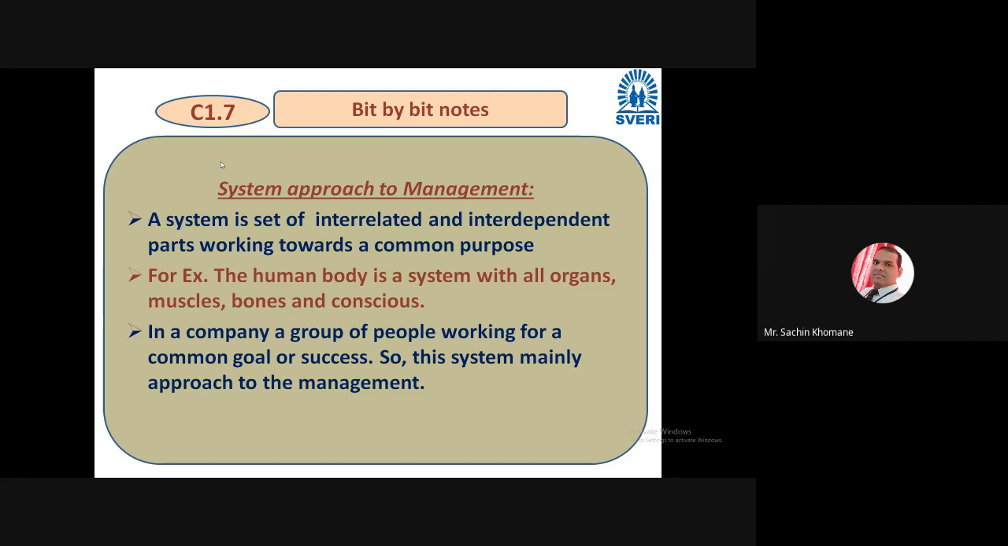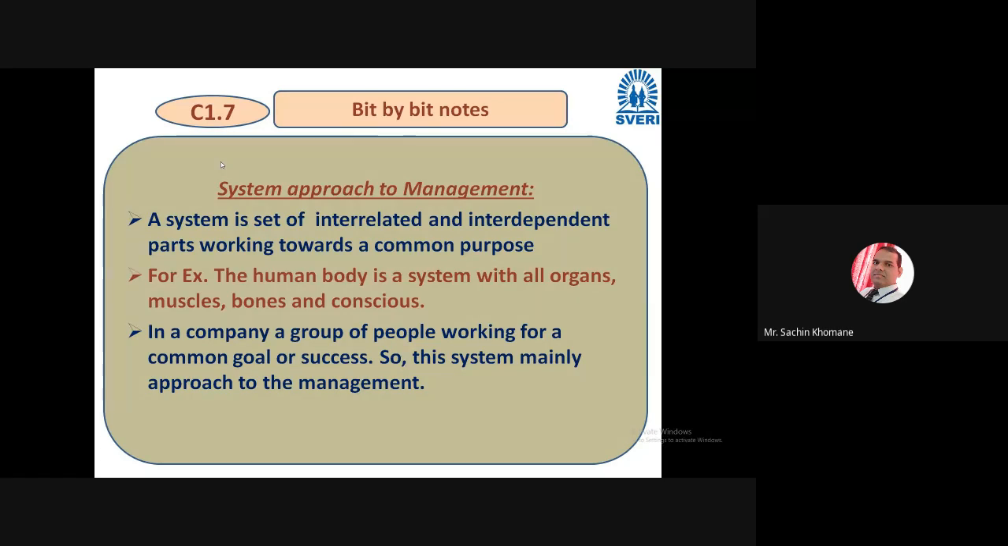Muscles are dependent on some of the bones, right? Or some of the muscles are dependent on organs also. Getting? So that's why try to understand. System is a set of interrelated and interdependent parts working towards a common purpose. Getting? One more example I want to tell. Our college is also one system.